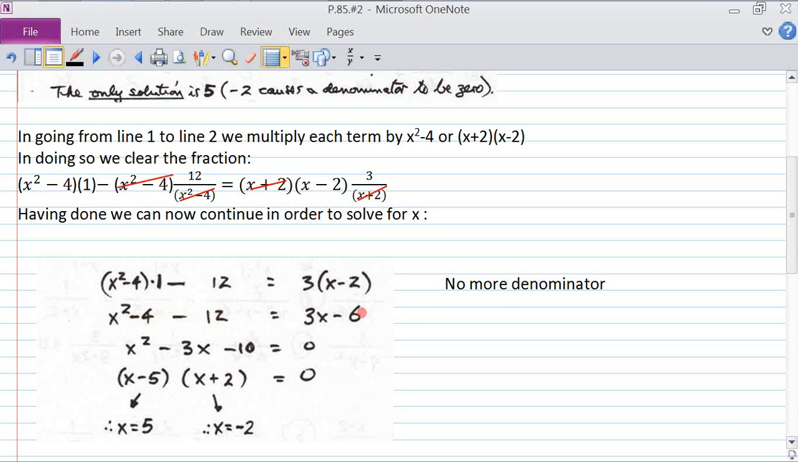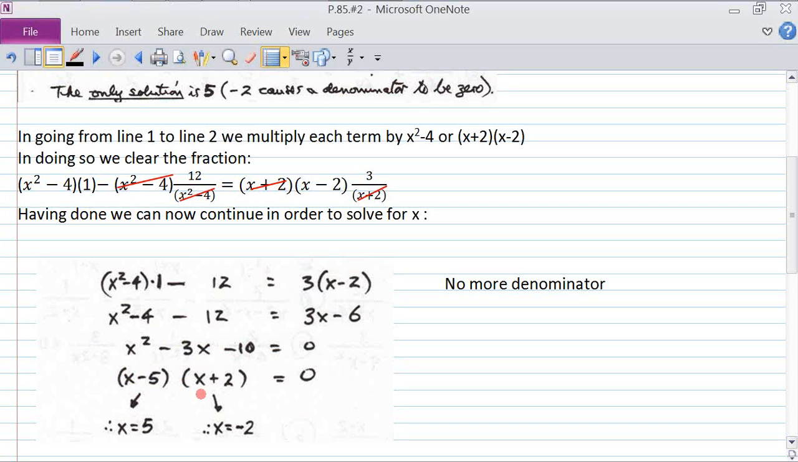I bring this over plus 6, so minus 16 plus 6 gives me minus 10, and I'm going to transpose this from the left to the right, and I get minus 3x. So this equals 0. So now I'm going to factor this as (x minus 5)(x plus 2).